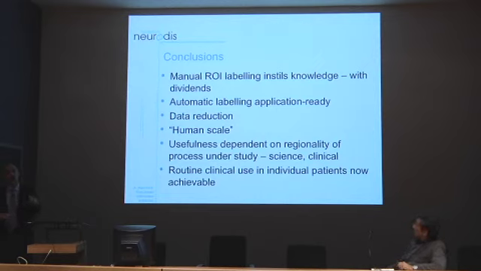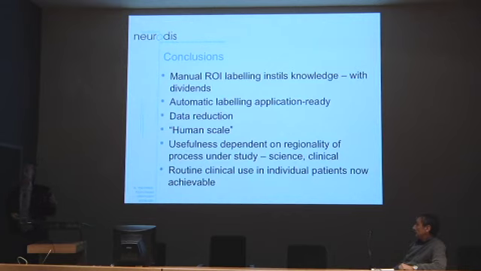ROIs lead to a data reduction, which can be useful in, for example, automatic disease classification. It gives you a readout on the human scale. It's a lot easier to read morphometric fingerprints than voxel-based data. The usefulness of the whole thing is, of course, dependent on the regionality of the process under study.